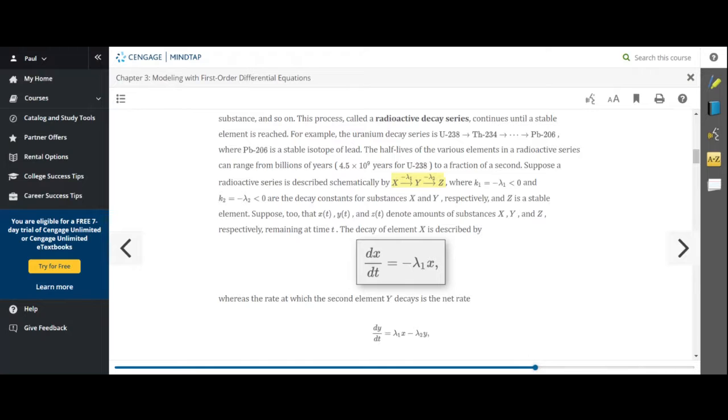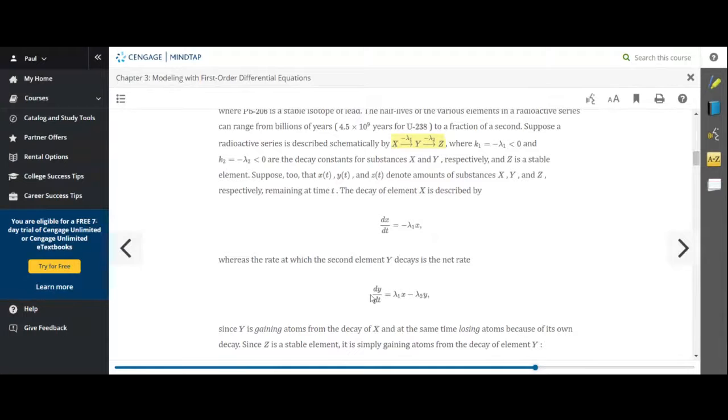Is it logarithmic decay? No, it's not logarithmic decay. Good, Michael. Exponential decay. Very good. All right, so X decays to Y. But now look at dy/dt. dy/dt equals positive lambda 1 X minus lambda 2 Y. Now what's going on there? Why do we have a positive lambda 1 X there? Why would that be?